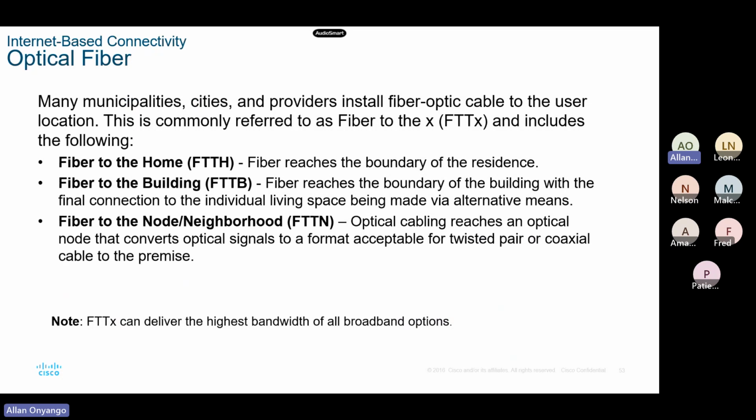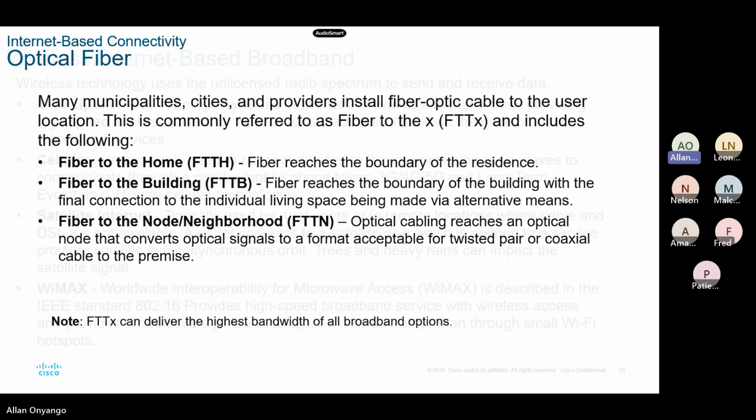Fiber optic, as we have been talking about it, and we did talk about the three technologies under fiber optic. Currently, most countries, cities, and ISPs install fiber optic cable even to user locations, okay? And this is commonly referred to as FTTX, fiber to something, okay? You can have fiber to the home, which is fiber connectivity to a residence, fiber to the building, which is fiber connectivity to a certain building as a final connection to individual spaces, or fiber to the node or fiber to the neighborhood, which is a cabling connection that reaches an optical converter, which converts the light pulses from fiber optic to electrical signals within copper, in either the twisted pair or the coaxial cable.